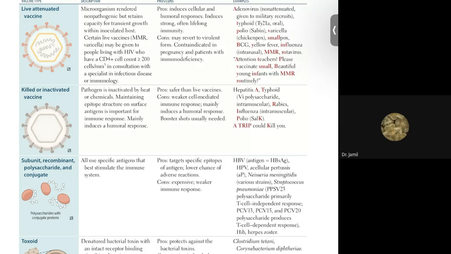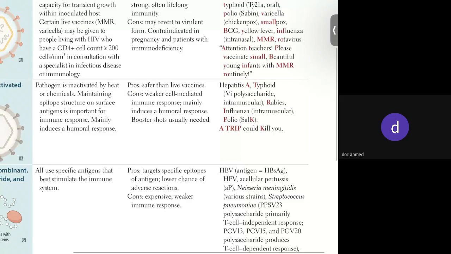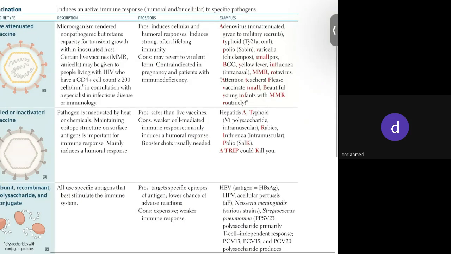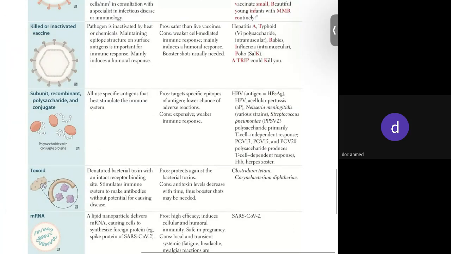So the hepatitis A, typhoid, rabies, influenza, polio are killed vaccines. Simple. Hepatitis A, typhoid, but not oral. IM. Rabies, influenza, not intranasal. IM. Polio, not the oral one, IM. That's a good one. Okay, is it clear?